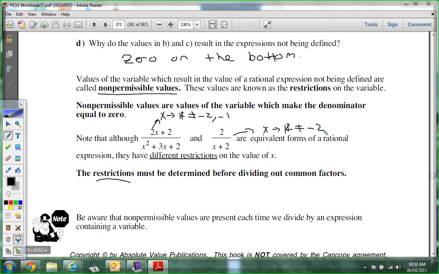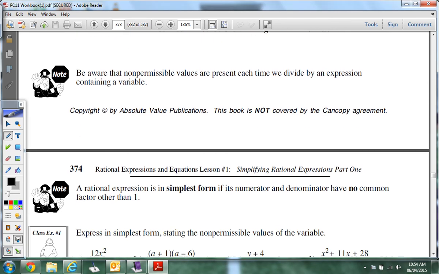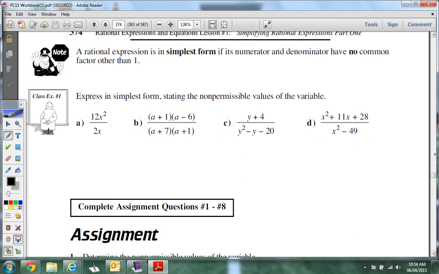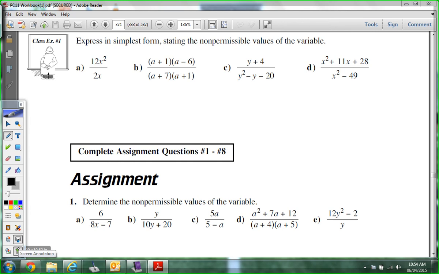All right, we're just going to do a couple of examples now, and that's going to be it. So let's actually see some problems here. All we have here is example 1. Express in simplest form, and state the non-permissible values of the variable.